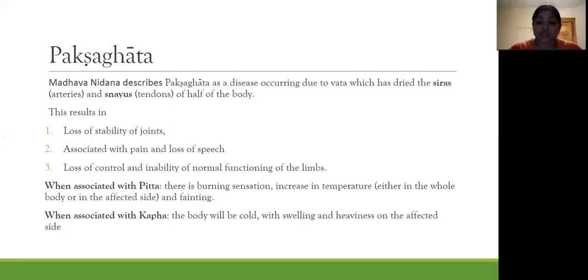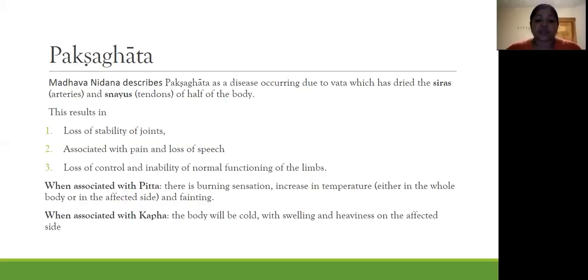So when it's associated with pitta or even rakta, there tends to be an association along with a burning sensation and an increase of temperature either on the whole of the body or on the affected side. And there may also be fainting. Now, this is not always the case, but it can be there as well, depending on the severity or the intensity of pitta involved in the situation.